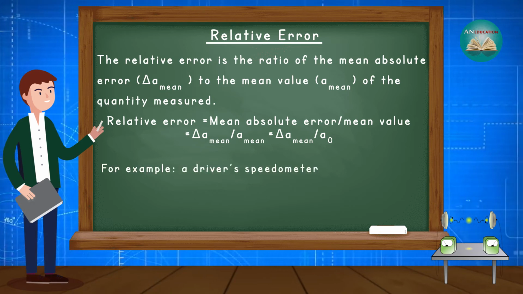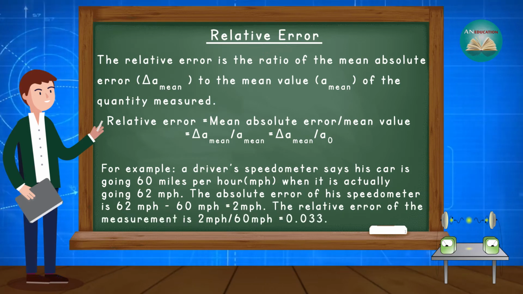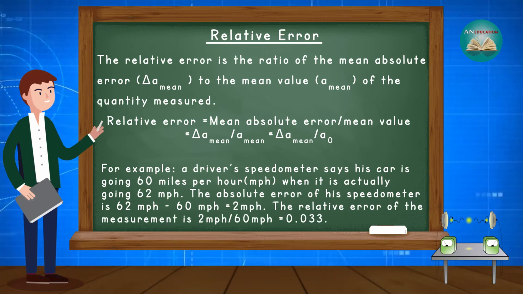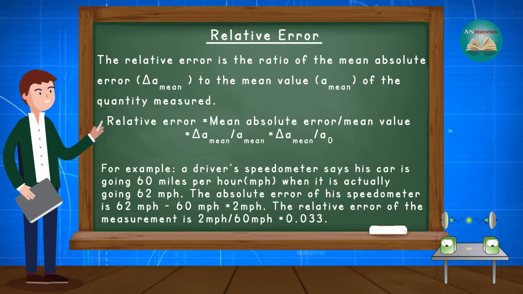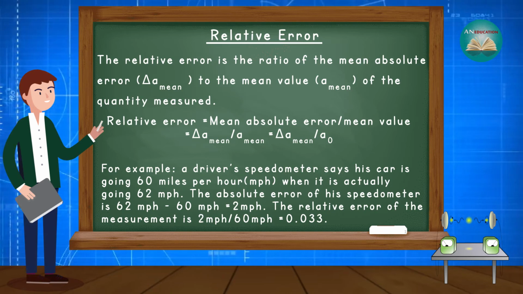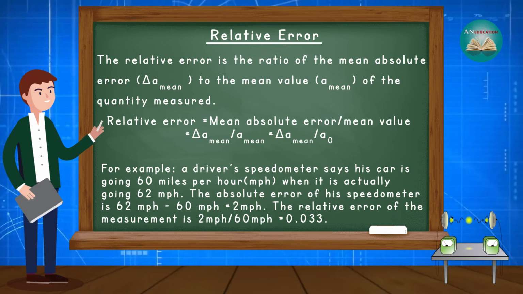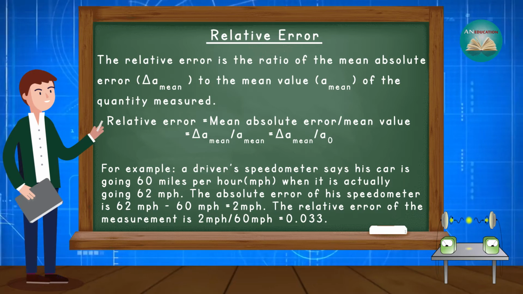For example, a driver's speedometer says his car is going 60 miles per hour when it is actually going 62 miles per hour. The absolute error of his speedometer is 62 miles per hour minus 60 miles per hour, which is equal to 2 miles per hour. The relative error of the measurement is 2 miles per hour upon 60 miles per hour, which is equal to 0.033.